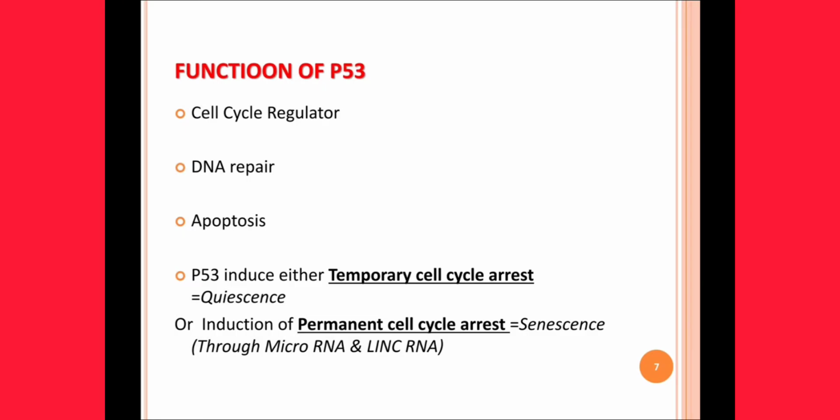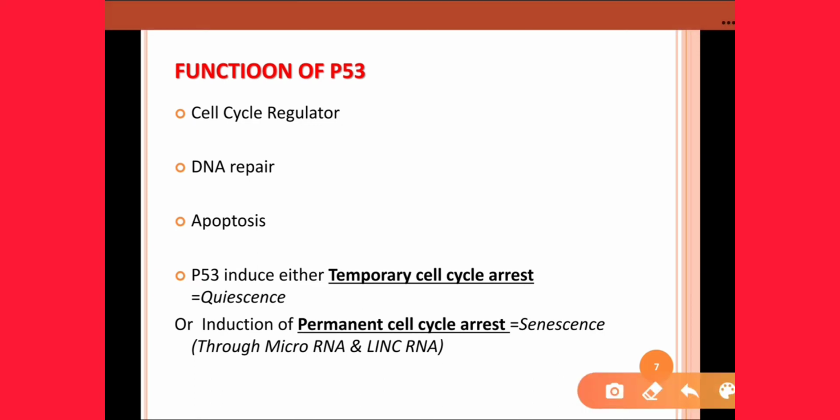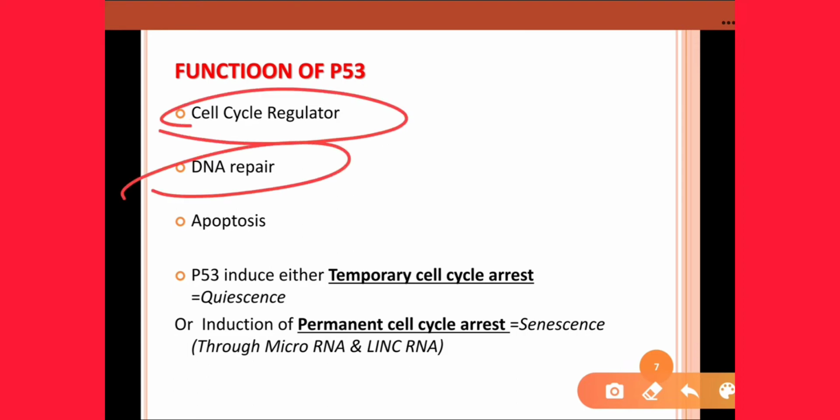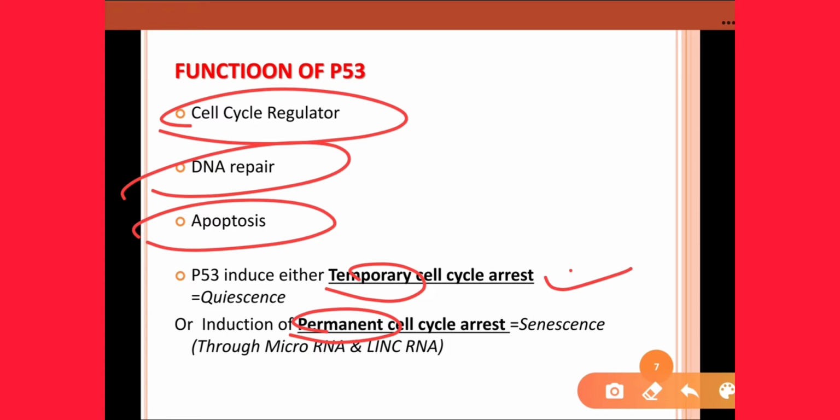Now guys, after understanding the cell cycle activation, you can understand the function of P53. Now you can understand how P53 provides genomic stability. So guys, there are basically four main functions of P53. One function is cell cycle regulation. Another function is DNA repair. Third function is to induce apoptosis. And fourth function is cell cycle arrest, either temporary or permanent. Temporary cell cycle arrest is known as quiescence, and permanent cell cycle arrest is known as senescence, which is carried out by microRNA and lncRNA.